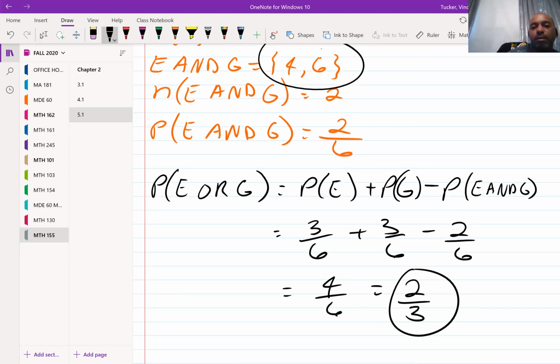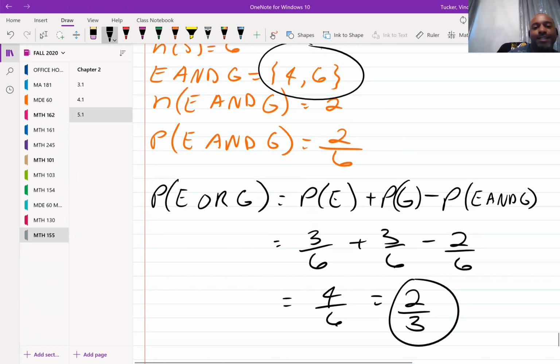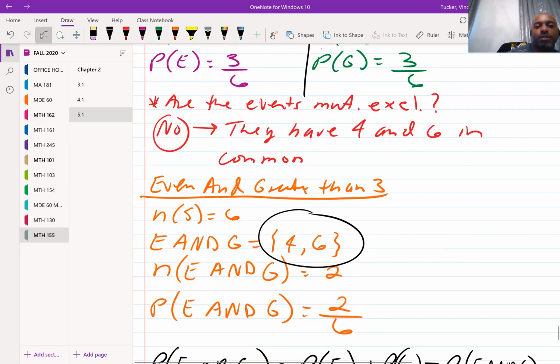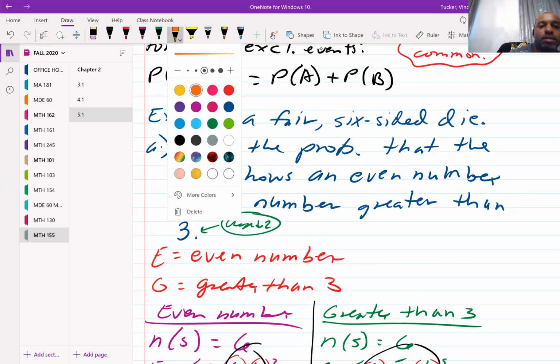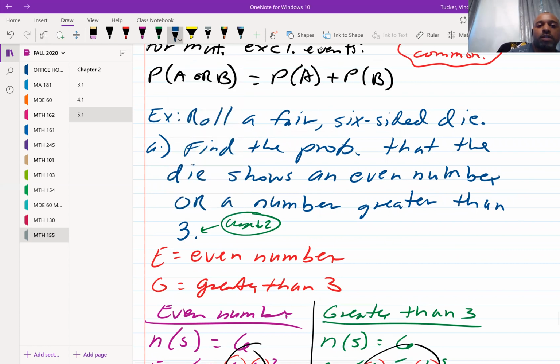Almost finished, y'all. Almost finished. I think I was doing dark blue. Yep. So I want to stay consistent. Come on. All right.